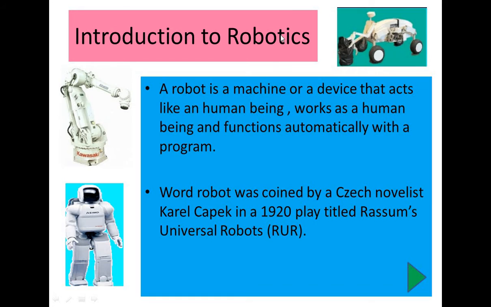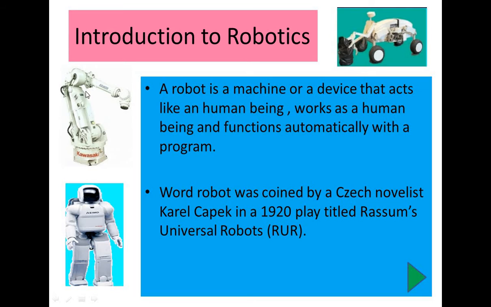Introduction to robotics. So what is a robot? First question arises. A robot is a machine or a device that acts like a human being and works as a human being and functions automatically with a program. It depends on whether it functions automatically with a program or not. So if we see the first example, here the robot looks like a human being and also works like a human being and acts like a human being.